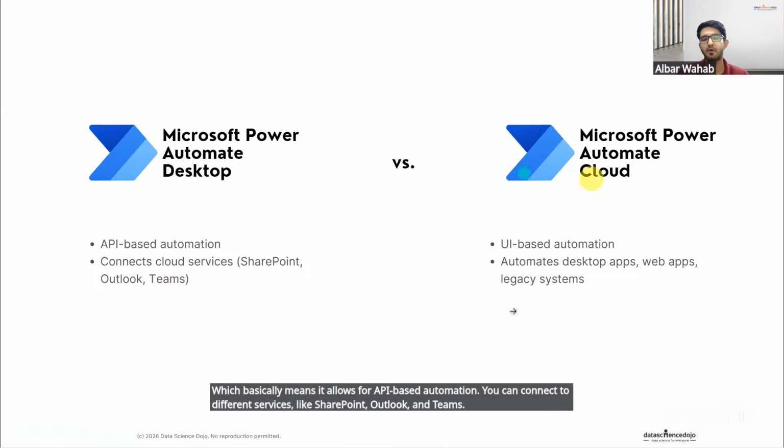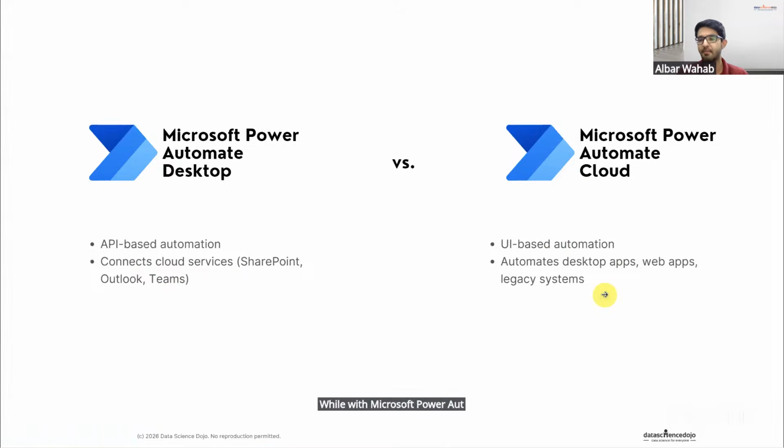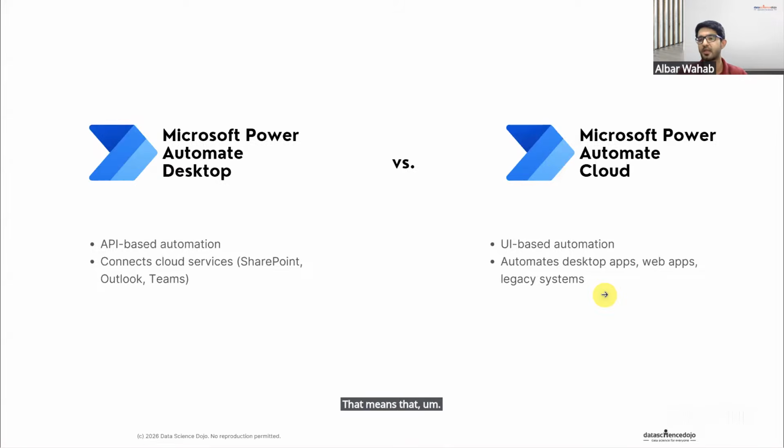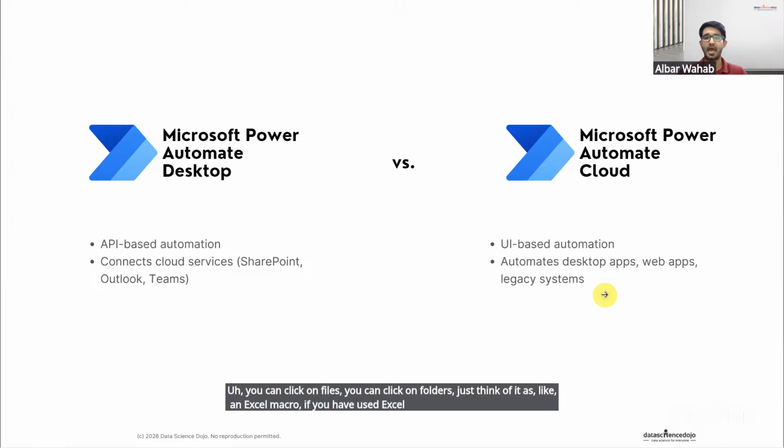While Microsoft Power Automate Desktop is basically UI-based automation. That means that whatever is on your screen, you can interact with it. You can click on files, you can click on folders. Just think of it as like an Excel macro. If you have used Excel before, you basically record a macro and it repeats those tasks for you, right? So you can automate desktop apps, web apps, or any sort of legacy systems.